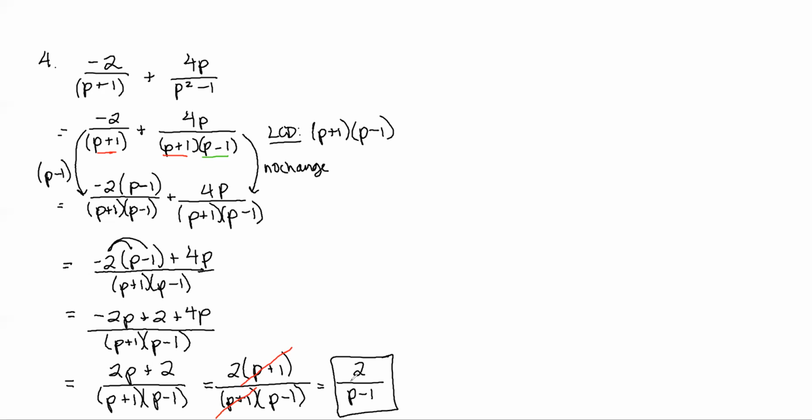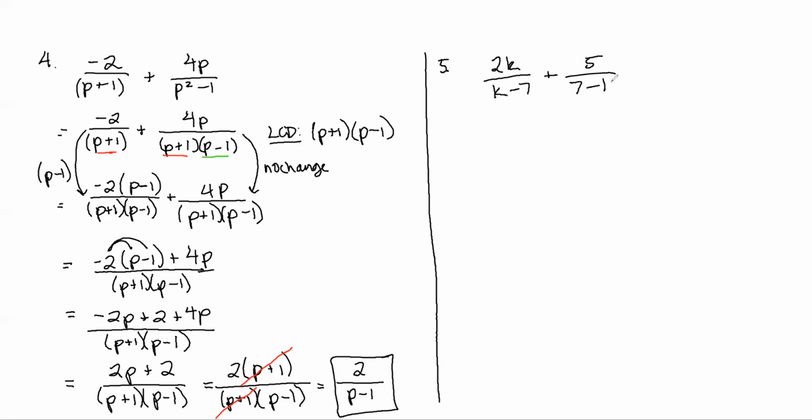All right, let's go ahead and try another one here. This next one is a little tricky. So number 5, we were given 2k over k minus 7 plus 5 over 7 minus k.